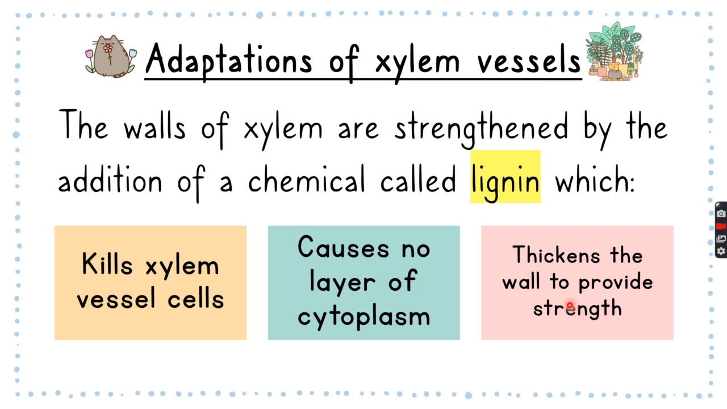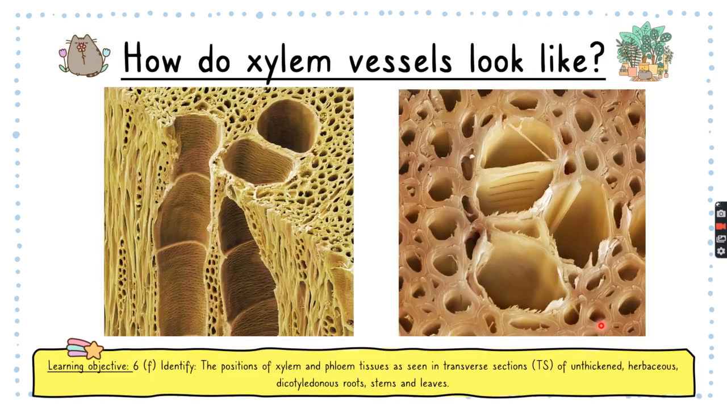This also helps to anchor the plants onto the ground. It also helps to prevent the plant from bending when there's strong winds as well. So what we mean by the lignin thickening the walls, you can see here, these two are microscope images of the xylem vessels, and you can see how thick the walls are.